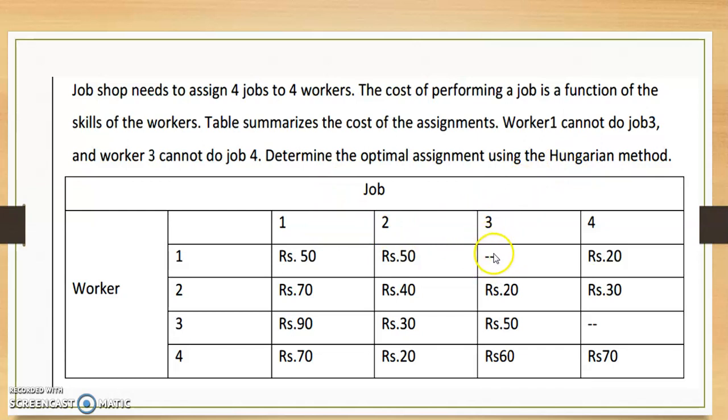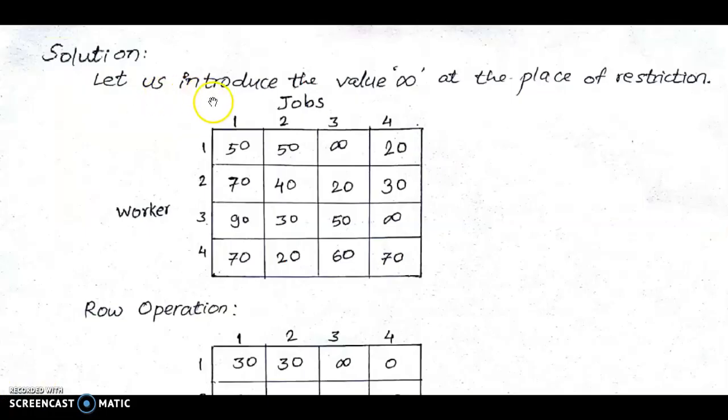In the solution we will have to introduce here either capital M, big M value or infinity. Usually I use the infinity symbol at the places of restriction. I have solved this problem on a plain paper and I will explain its steps in the next slide. In this step I have introduced a value infinity at the places of restrictions. So when we solve this problem, let us solve it with the values infinities in the given table. All the other values I have taken as they are from the problem table.